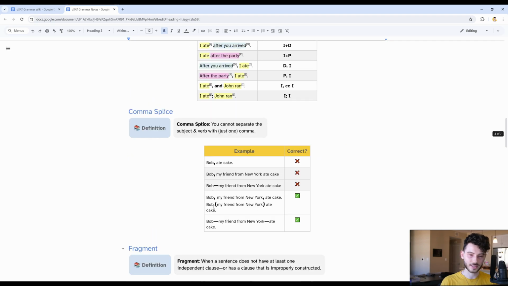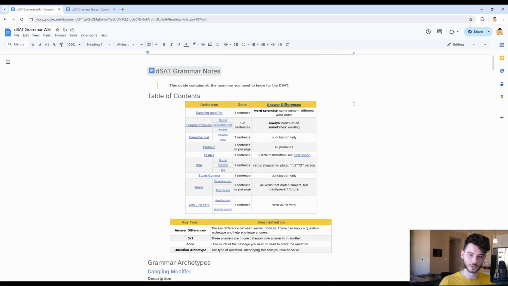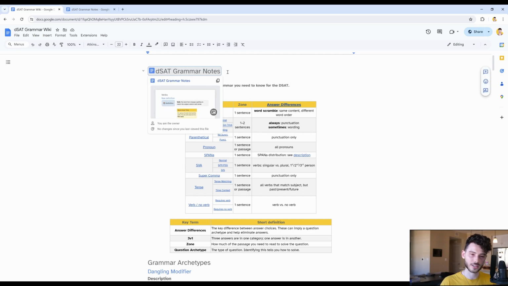And that is everything you need to know for grammar for the DSAT. Next time, I will cover the actual archetypes and strategies for solving them, but this is just the DSAT grammar notes, which I can also provide the link to.